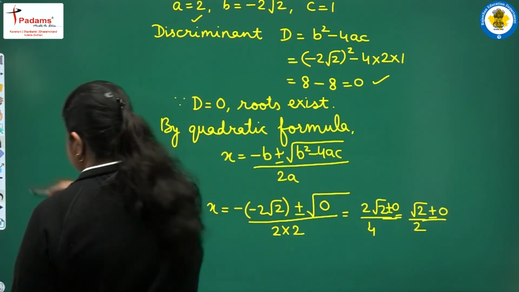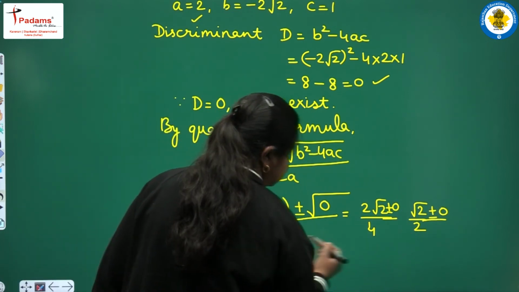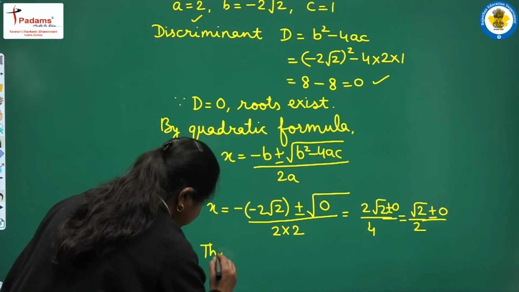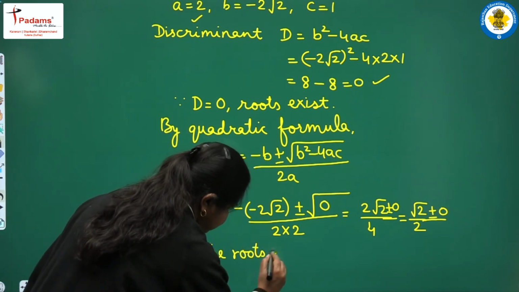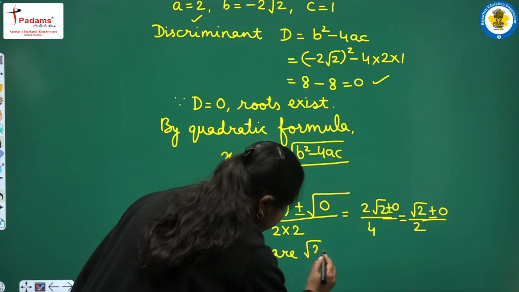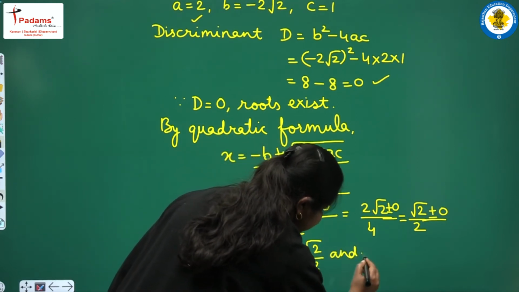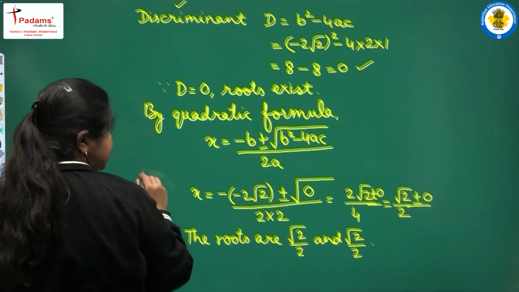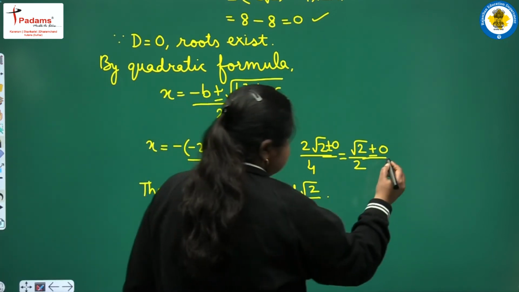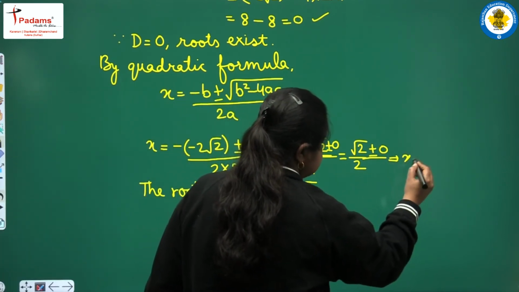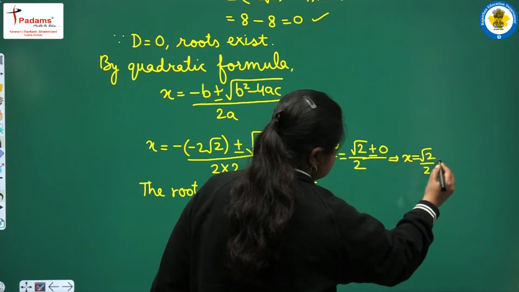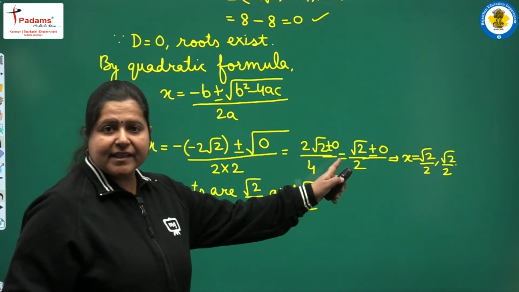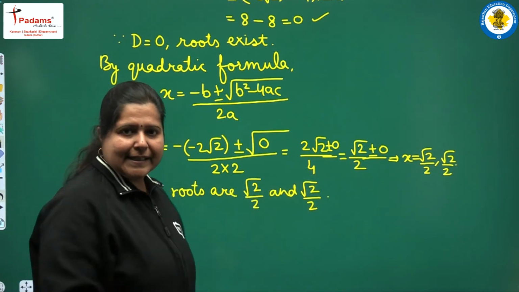Now what we get? Let me write it properly here. The roots are root 2 upon 2 and root 2 upon 2. Here also you can take it in this way: x is equal to root 2 upon 2 comma root 2 upon 2. दोनों ही values equal होंगी क्योंकि यहाँ पर discriminant की value 0 है. Okay, getting the answer here.